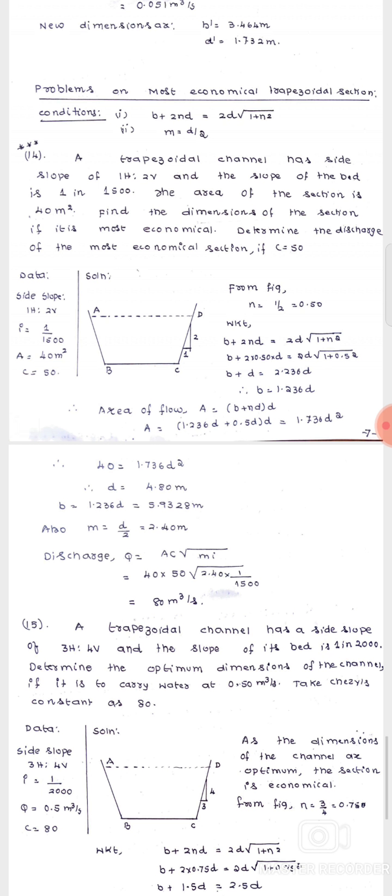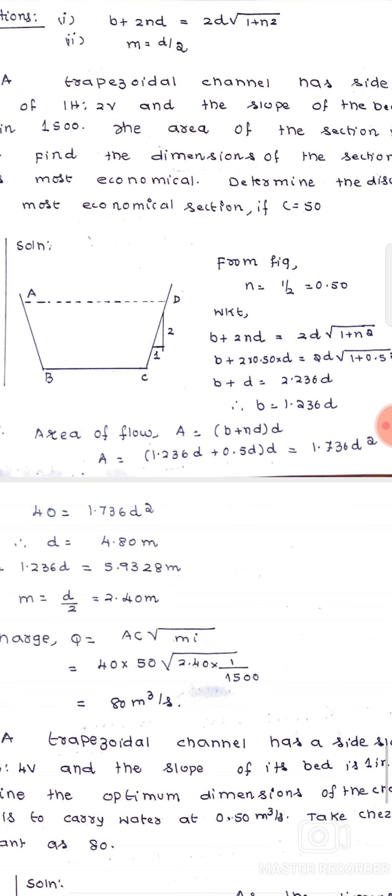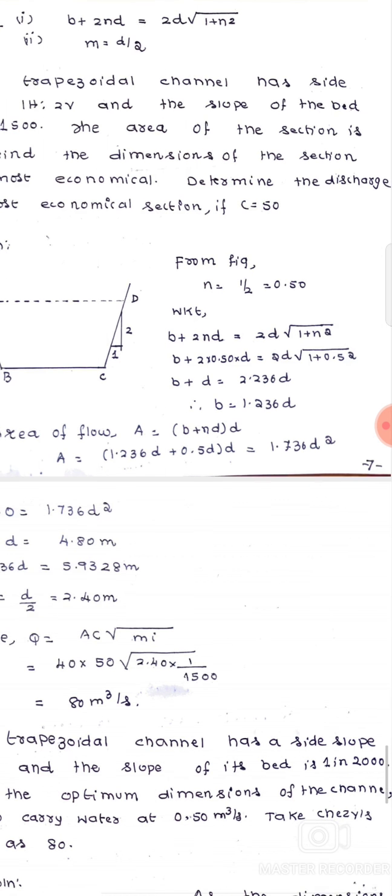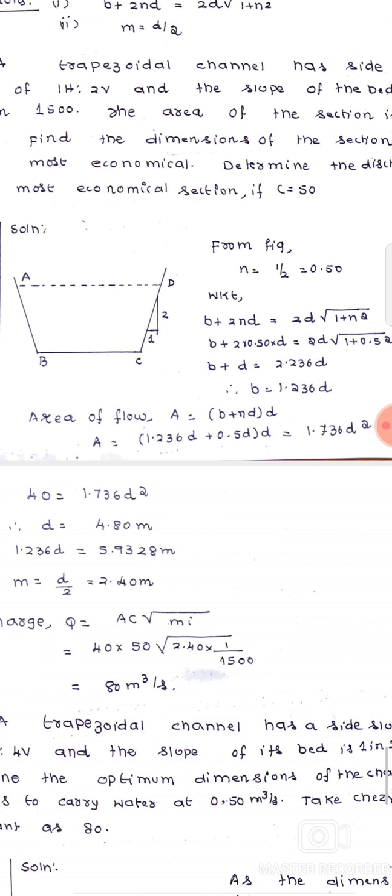And we have to remember the first condition, b plus 2nd is equal to 2d into square root of 1 plus n square, because once we use that equation, we will get b in terms of d. N is known. So b plus 2 into 0.5 into d is equal to 2d into square root of 1 plus 0.5 whole square. Then 2 into 0.5, that is 2 into 1 by 2, the 2 will get cancelled. b plus d is equal to 2.236 times d, that is b is equal to 1.236d. So we have b in terms of d.